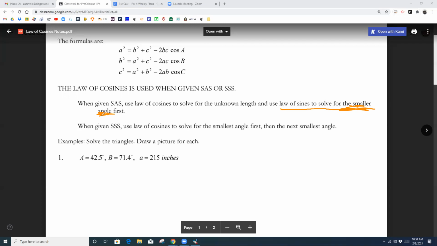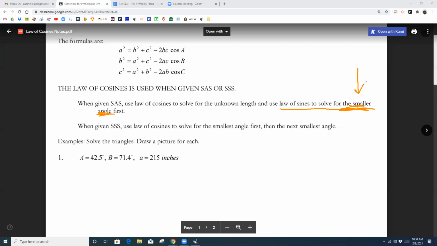It would tell you the acute angle, because we know that sine inverse only gives angles between 90 and negative 90. So you'll never get an obtuse angle when you do the law of sines. Now, if you do the smaller angle first, there's no chance it could be an obtuse angle because there's only room for one obtuse angle in every triangle. So just keep that in mind.